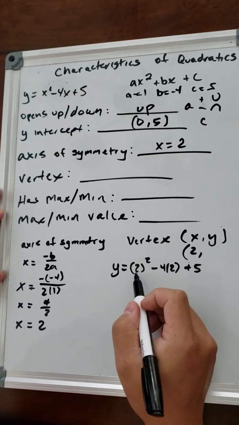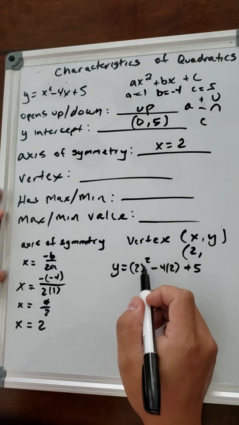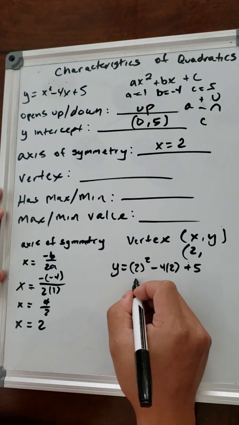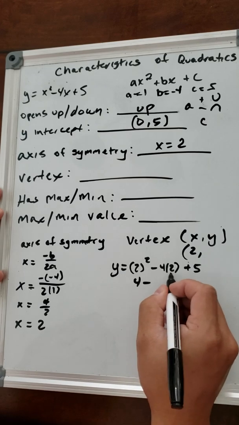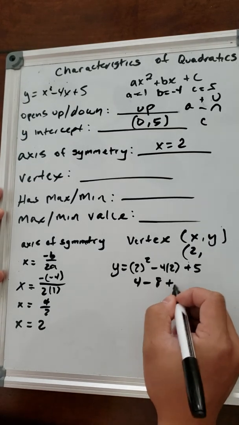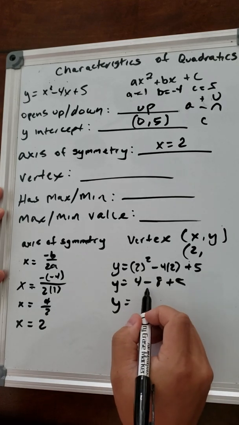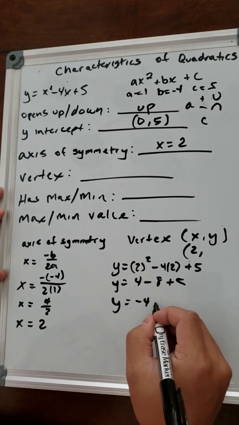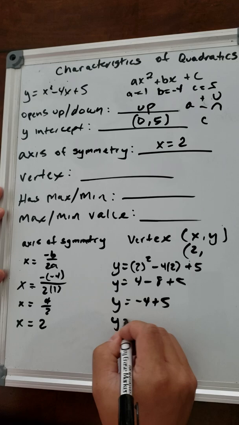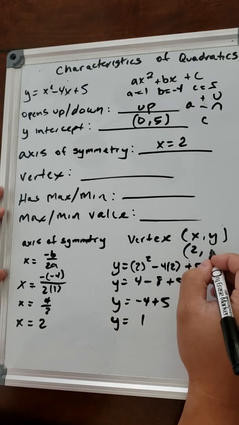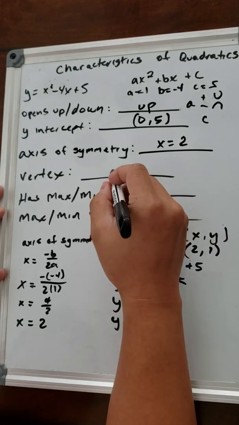So 2 squared gives me what? Remember, 2 squared means 2 times 2, which is going to give me a 4, minus 4 times 2 gives me 8, plus 5. So in this case, y equals 4 minus 8, which is negative 4, plus 5. So this is going to give me a 1. So my vertex is going to be (2, 1).